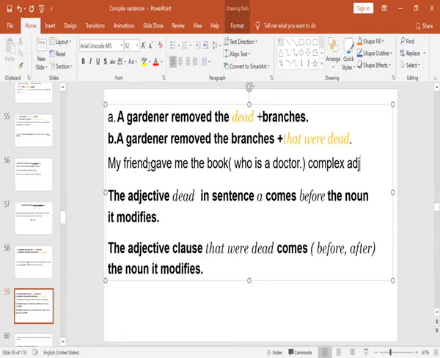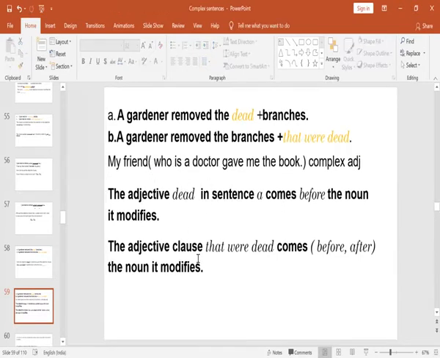Now I'll give two options. Who is a doctor is related to friend or book. Who is a doctor, friend or book? So with our common sense, we can make out obviously it's friend. How can I say the book is a doctor? But that is what the sentence talks about, because this who is a doctor is placed after book. No, this is not the rightful position. The right position is this.